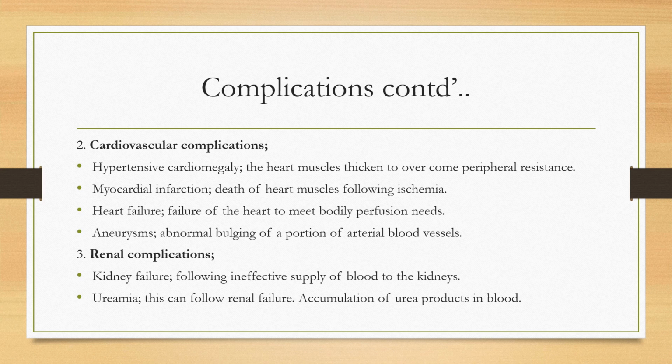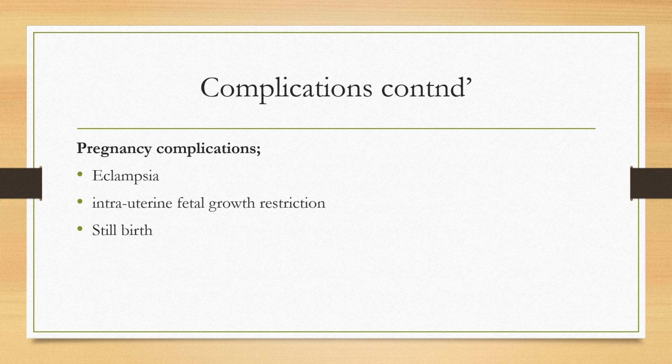So during hypertension, aneurysms can develop. For the renal complications, we have kidney failure. This one can follow ineffective blood supply to the kidneys. Then if the kidneys fail, we do get cases of uremia, which is accumulation of too much urea products in blood. Somebody can manifest with loss of consciousness, among others.